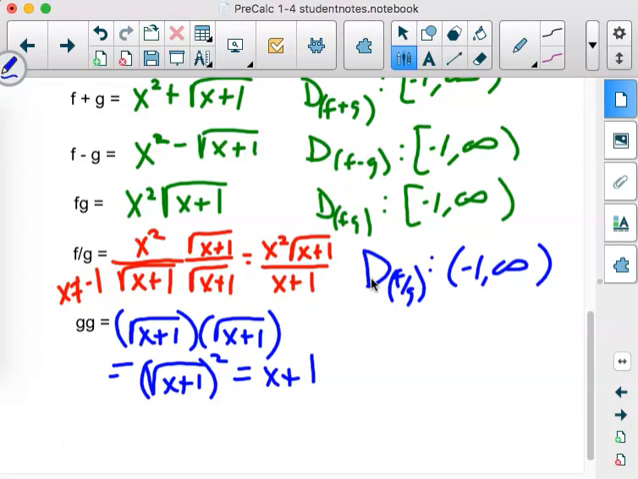So as we look at this, there was no new division, and there isn't any new root that happened as we went through here, but we had to use that g, which has the restricted domain. So the domain of g times g is going to be -1 to infinity.